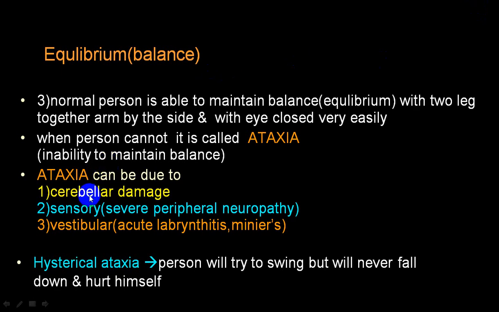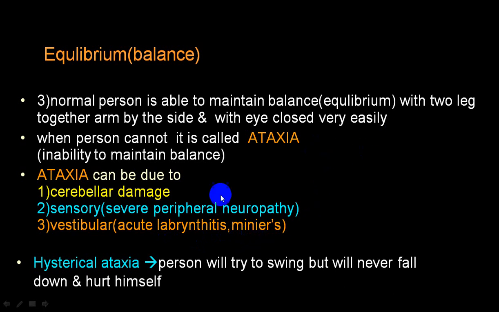So ataxia can be cerebellar, sensory, or vestibular. In case of sensory, the classical example is severe peripheral neuropathy like diabetes or alcohol. In vestibular, mainly peripheral vestibular, it can be acute labyrinthitis, Meniere's disease, etc.